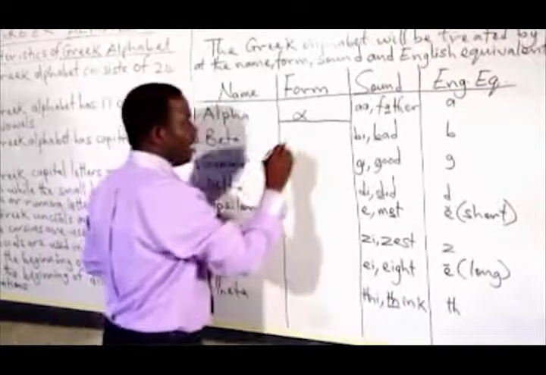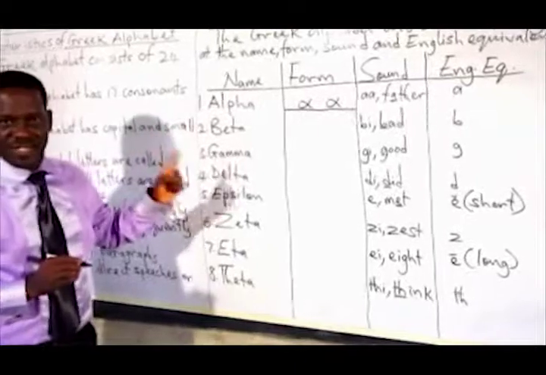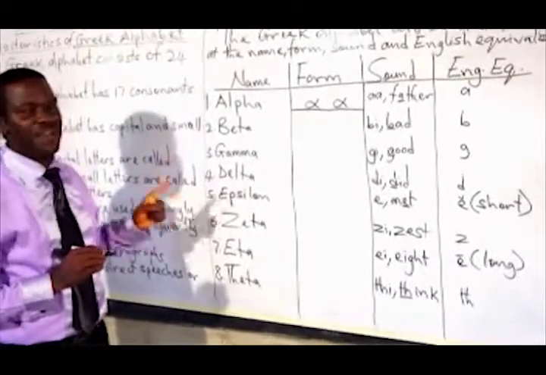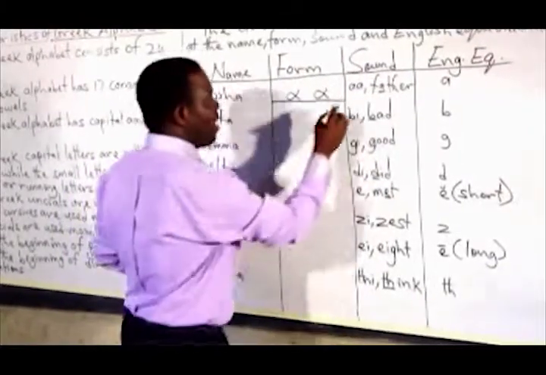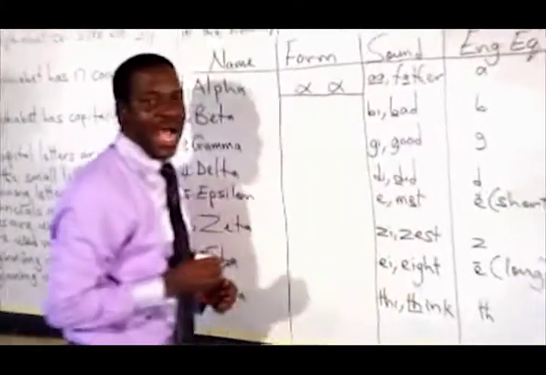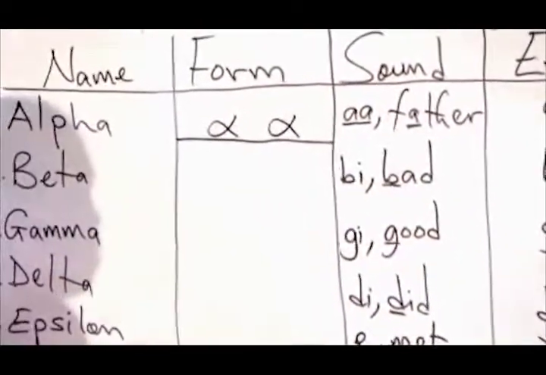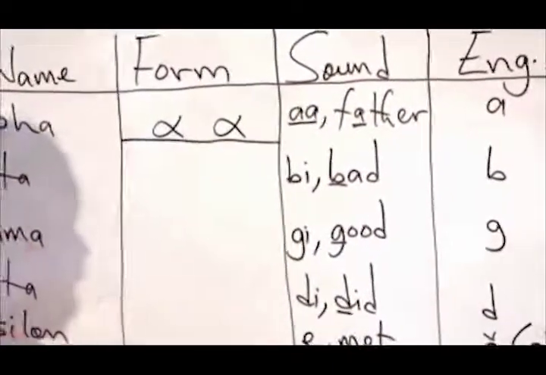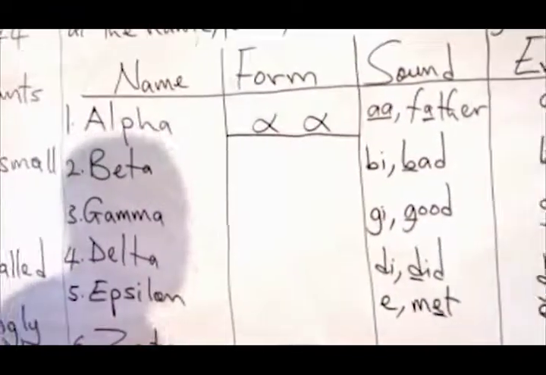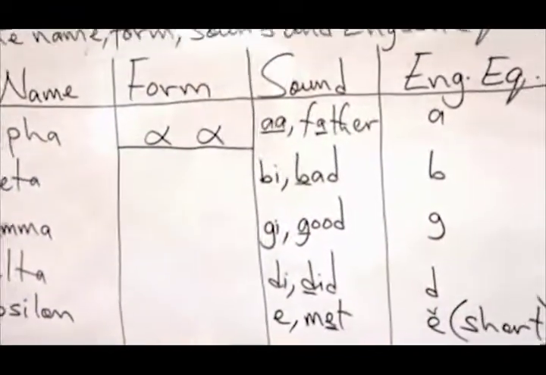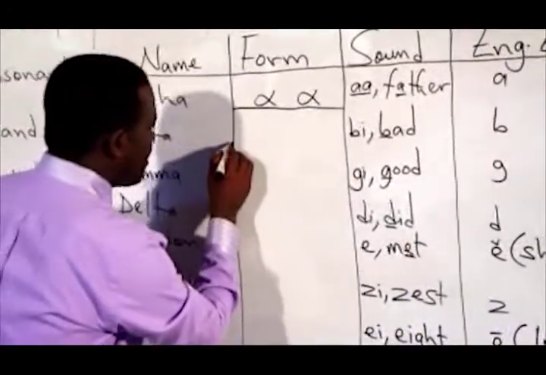Take it again. Alpha. Anything different from this form is not alpha. Now, alpha sounds as if you are pronouncing double R, as you pronounce the R in father. In other words, alpha sounds as R, then it's equivalent to English R. Alpha, R.